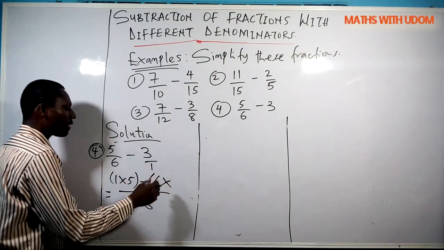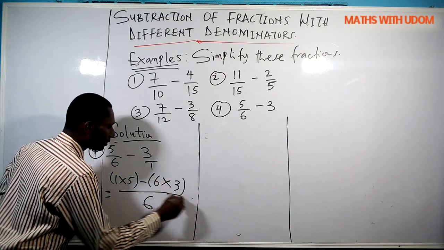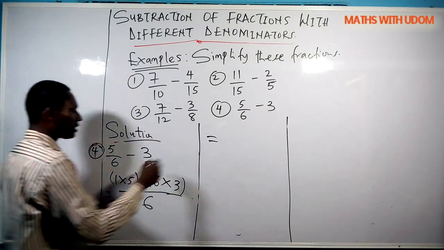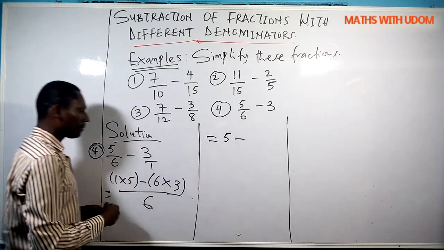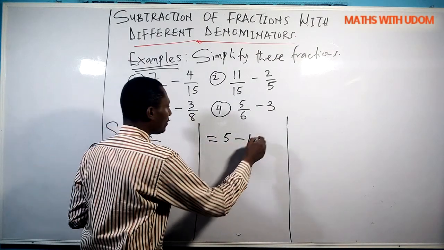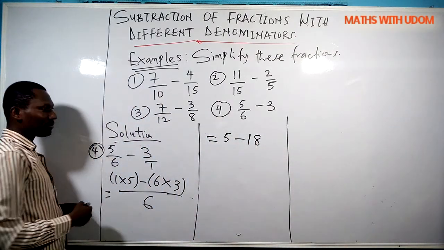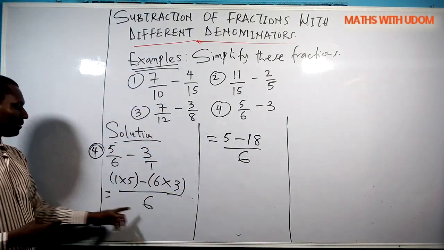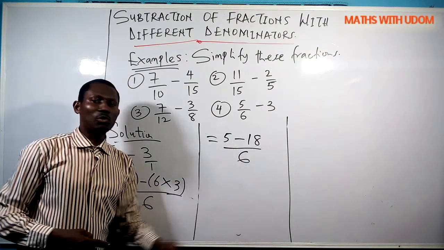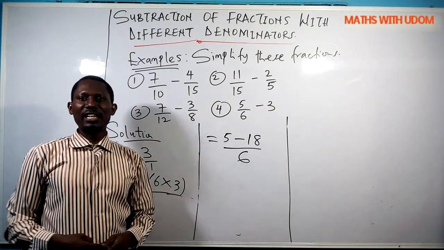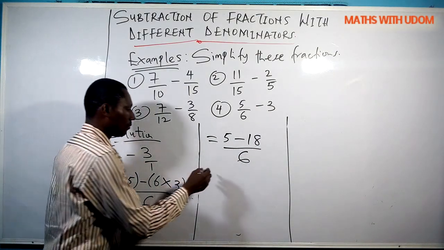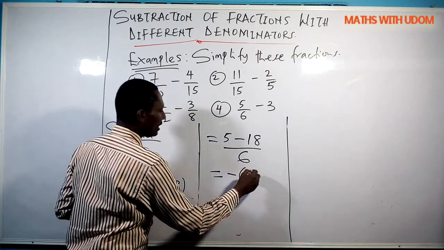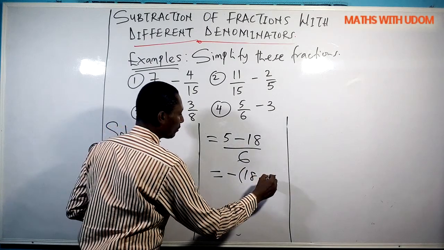So 6 times our numerator 3. So what do we have? We now come here and continue. So 1 times 5 is 5. Take away 6 times 3, which is 18. Can you see that? Everything divided by our denominator 6. Now, if we look at the numerator here, 5 take away 18 is impossible. So if you write minus, then you write the bigger number, 18, minus the smaller number, 5.